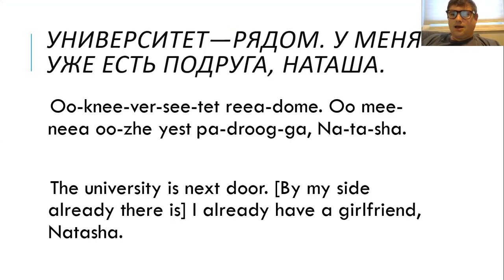У меня уже есть подруга, Наташа. I already have a girlfriend. У меня means I have. Уже means already. Есть, there is. Подруга is girlfriend. And obviously, Наташа.